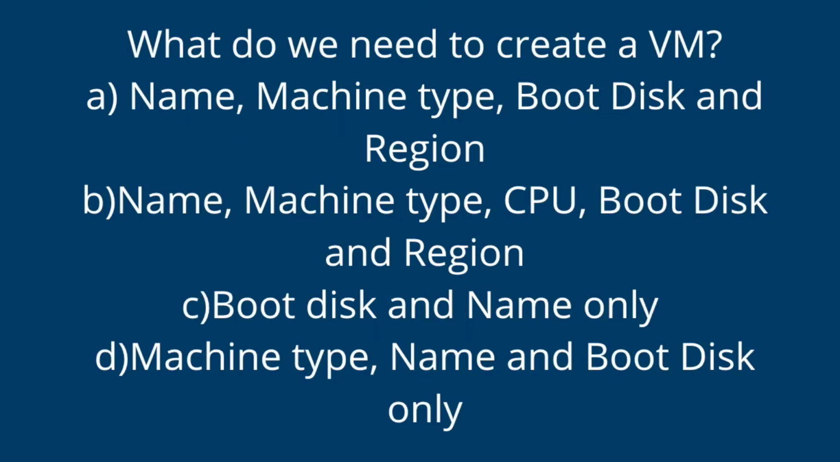Next, what do we need to do to create a VM? A. We need a name, a machine type, a boot disk, and a region. B. We need a name, a machine type, CPU, boot disk, and a region. C. Boot disk and name only. D. Machine type, name, and boot disk only. Please feel free to pause again.